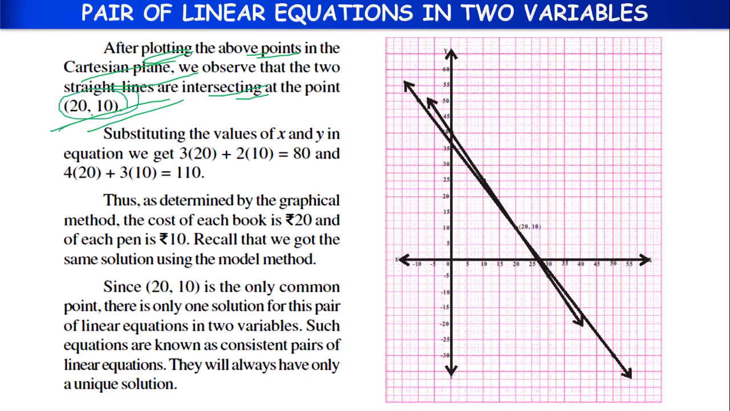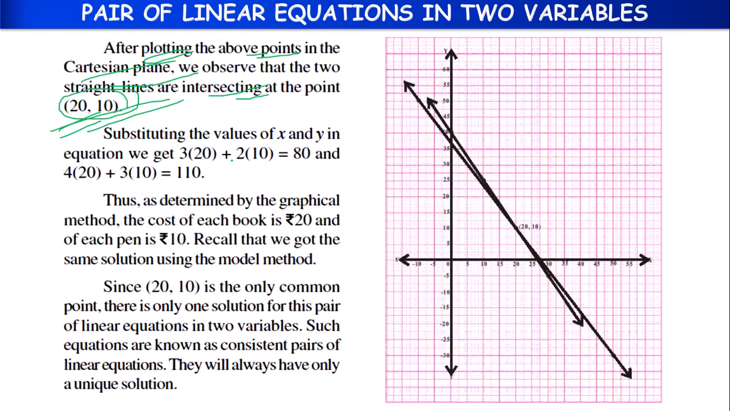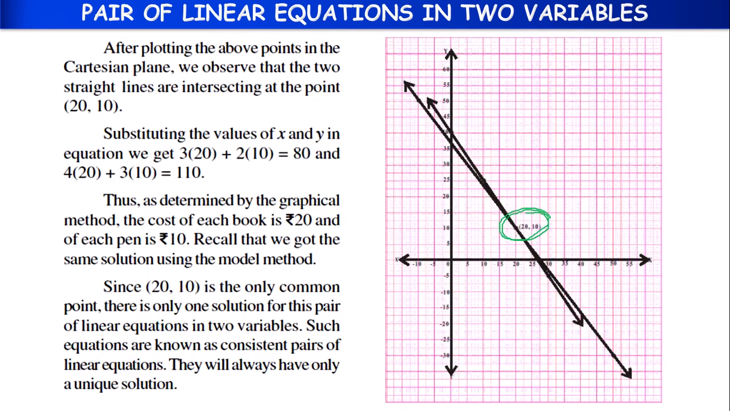If we substitute 20 comma 10 in the first equation, 3x plus 2y, and in the second equation, the first equation is true and the second equation is true. So with the help of the graph, we are able to solve the two equations. The two straight lines drawn with the help of the ordered pairs mentioned in the table intersect at one point, which is the solution of the pair of linear equations.